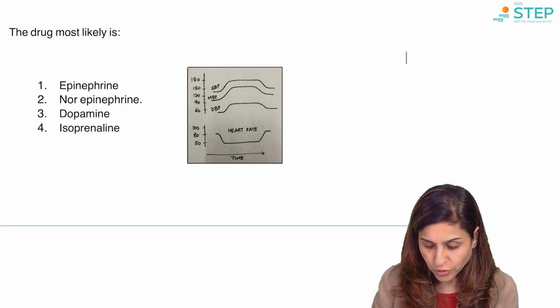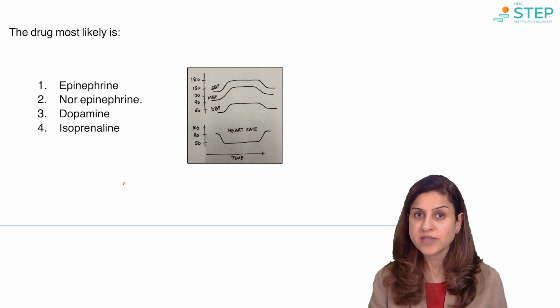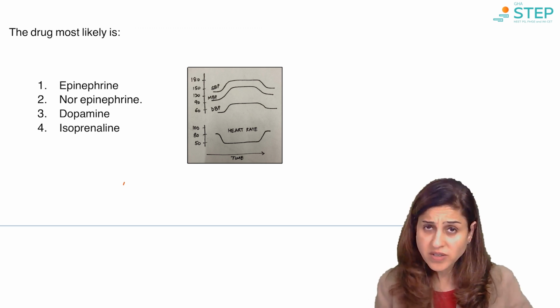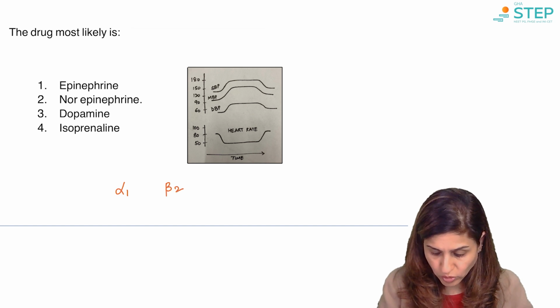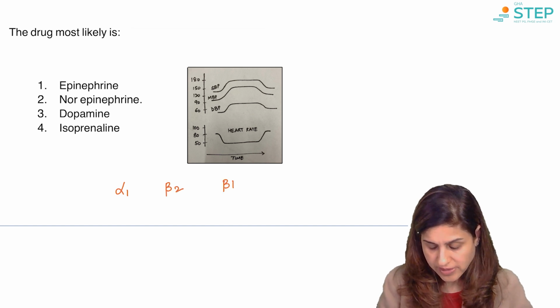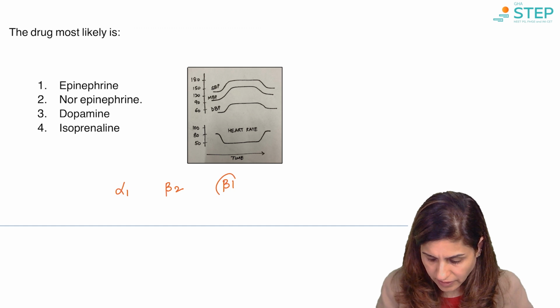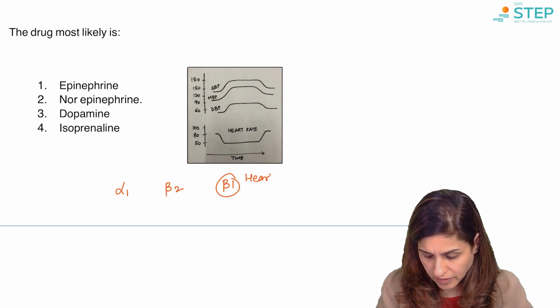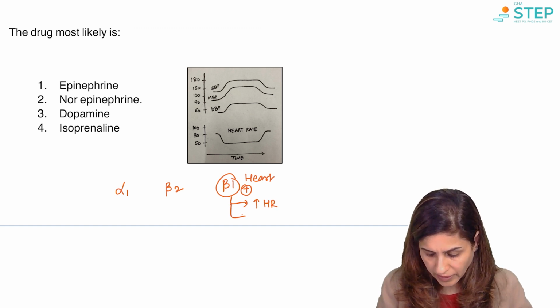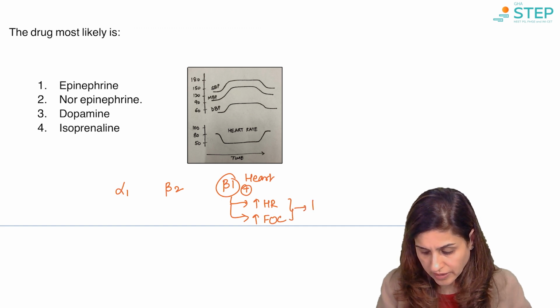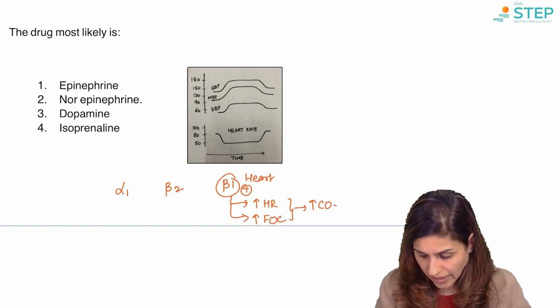Again, what you have to do here is see the effects of the drug on the receptors. And the major receptors involved here would be your alpha 1, your beta 2 and your beta 1 receptors. So beta 1 is present in the heart. Whenever they are stimulated, there will be an increase in the heart rate, an increase in the force of contraction. It will cause an increase in the cardiac output and an increase in the systolic blood pressure.